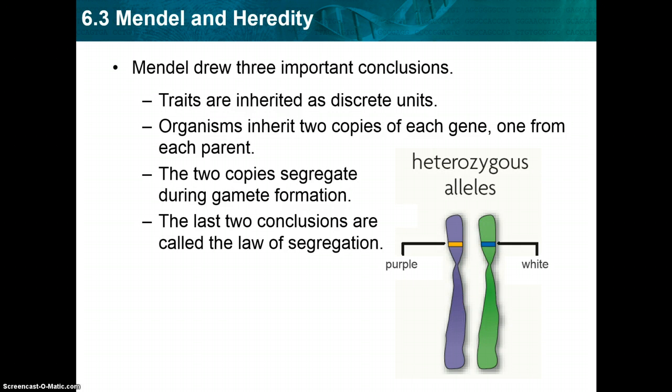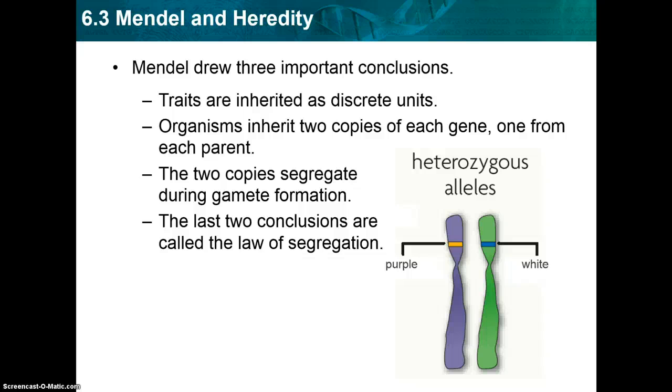All right, so he came up with 3 important conclusions. First one, he said that our traits are inherited as discrete units, that organisms inherit 2 copies of each gene, 1 from each parent, so you get 1 from mom, 1 from dad. The 2 copies segregate during gamete formation. And the last 2 conclusions, meaning the organism inherits 2 copies and that they segregate during gamete formation, is called the law of segregation.